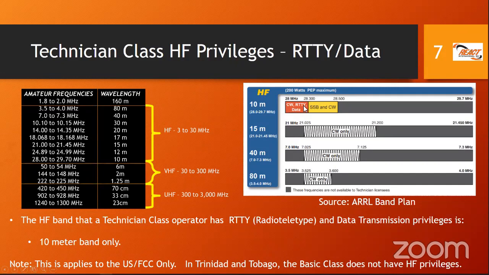So we just noted that the technician class operator has RTTY privileges and data transmission privileges in the 10-meter band only. Notice here in red, between 28 and 28.3 megahertz, that piece of the band, the technician class operator can do RTTY and data. Notice you can also do CW and so on, right? But for the exam question, they will ask you what part of the HF spectrum can a technician class operator operate RTTY and data, and the answer is 10-meter band only. Notice that there's no RTTY in any of the other HF bands that we have listed here.